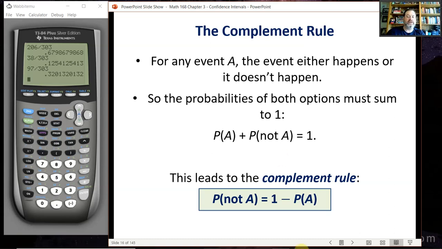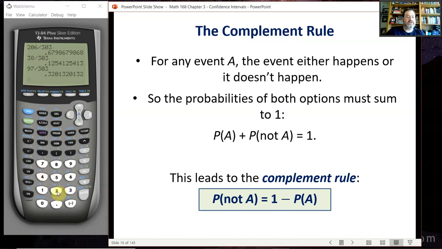All we have to do is take this equation and subtract the probability of A from both sides, and we get this. So if we want to find the probability that something doesn't happen, and we know the probability it does happen, you just take 1 minus the probability it does happen, and it gives you the probability of not A. So we actually did that already, whether you know it or not, in the previous problem.